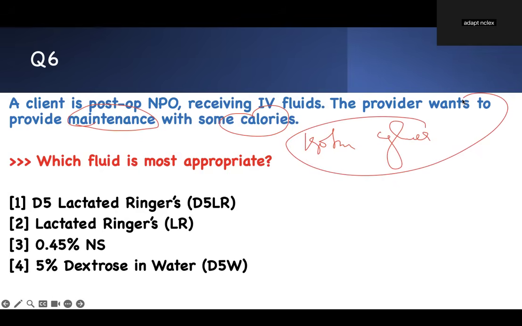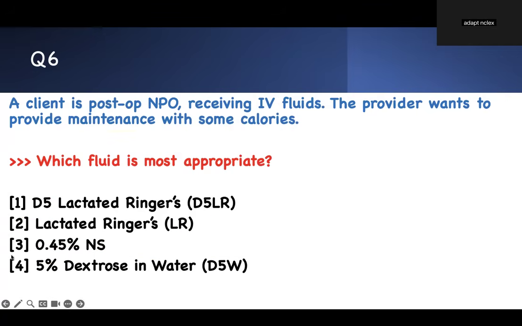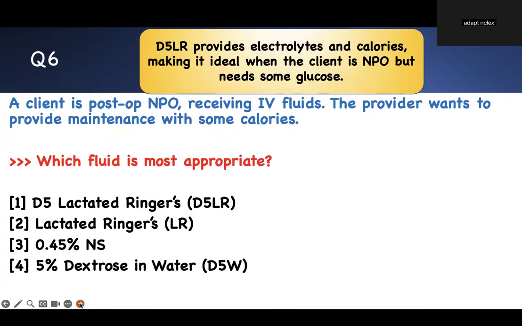You see the 2 lines, I make it 2 weights. That's the way I want you to do it. Every time you see a question, break it down into weights. 2 weights, isotonic and glucose. Which one is isotonic and glucose? You are not isotonic. You are isotonic. But which one is glucose? D5. Number 1 is your right answer. That's how you could approach the question.